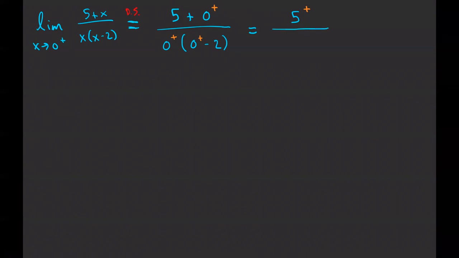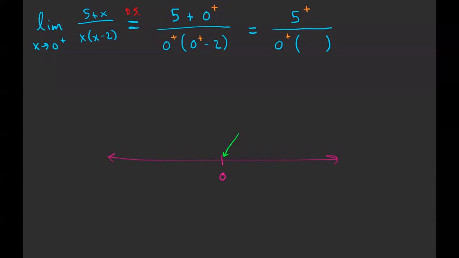Let's copy down this guy here, 0 from the right, multiplied by, and now this one's a little bit tricky. So I've got 0 from the right, and then I'm subtracting 2. If we were to draw a number line here, here's 0. And if I'm looking at 0 from the right, I'm looking at something like right there. It's still 0, but it's being approached from the right side.